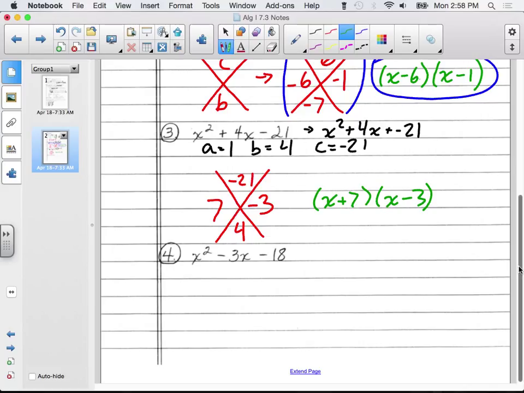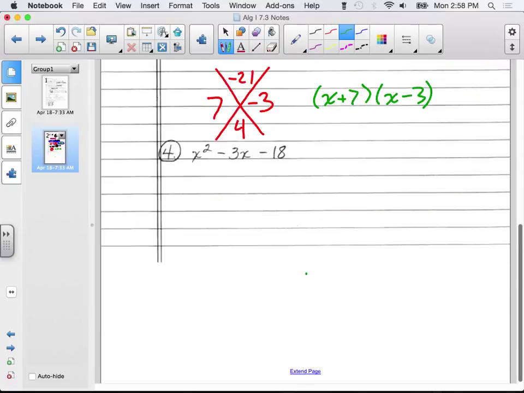Alright. Last one here, number 4. There we go. You guys tell me what to do. A equals 1. Justin? A equals 1. B equals negative 3. Negative 3x? No, just negative 3. Okay. And then C equals negative 18.